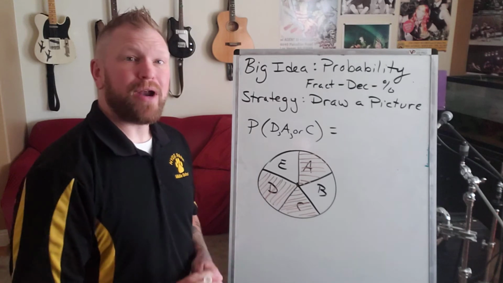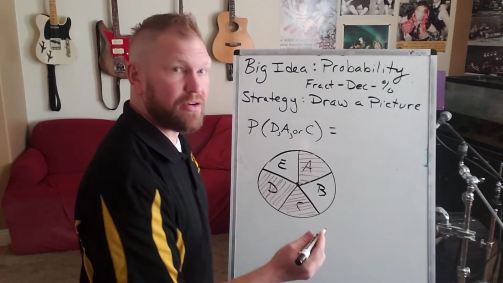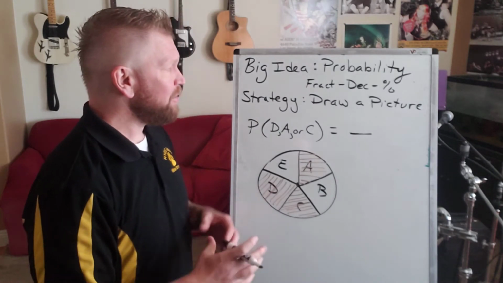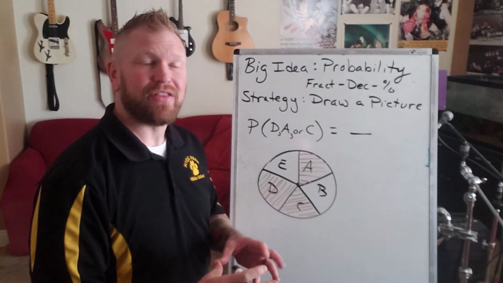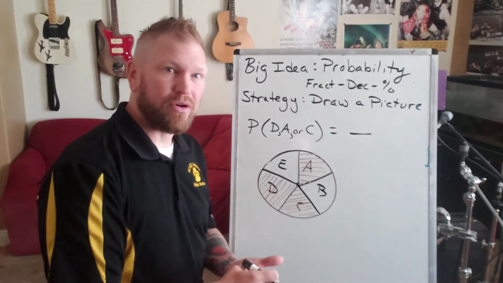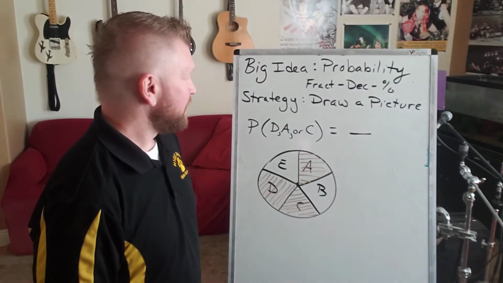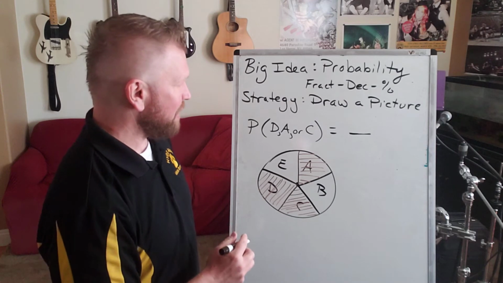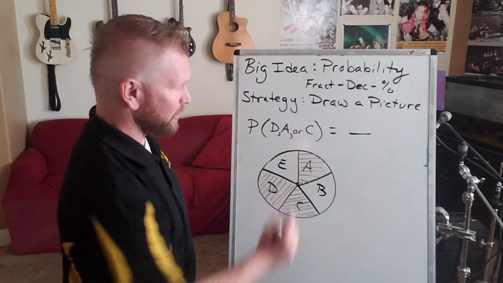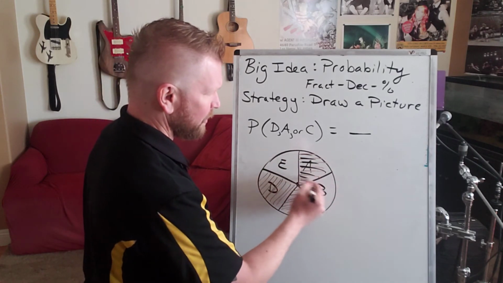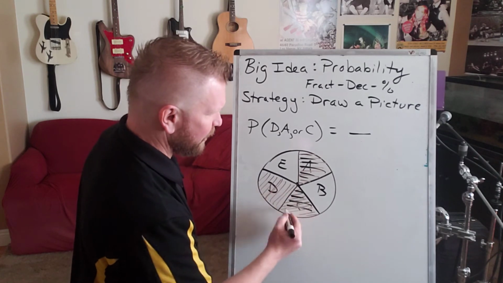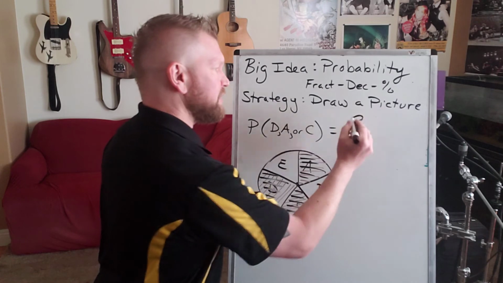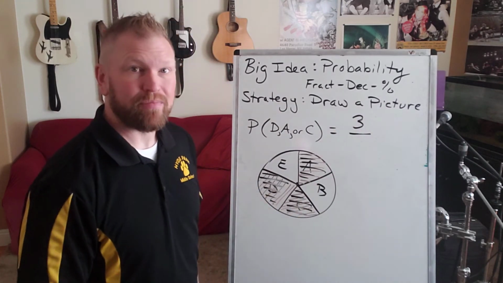Alright, now when you talk about probability, you're talking about a ratio, and a ratio could be expressed as a fraction, a ratio of how many ways you could have the event, the outcome that you're looking for, versus the total amount of outcomes. So the outcome that we're looking for is that it lands on D, A, or C. So how many ways could it land on D, A, or C? Well, it could land right here, that's one way. Or it could land here, that's another way. Or it could land here, that's a third way. So we've got 3 ways that it could happen.